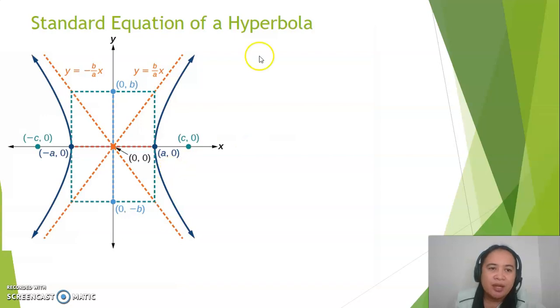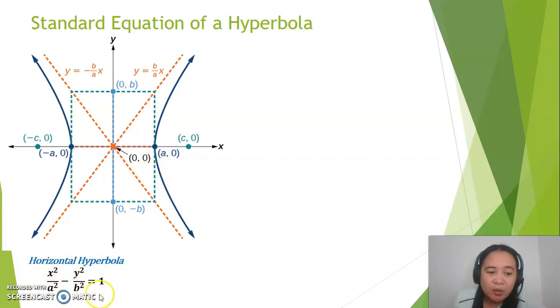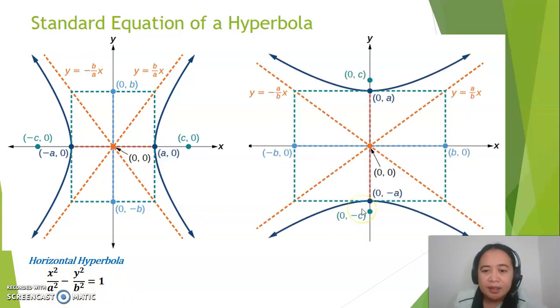Now let's have this one. Standard equation of a hyperbola with center at the point of origin. Now there are two kinds of hyperbola. It could be horizontal, in which the standard equation is this one. The other one is a vertical hyperbola, in which the standard equation is this. Now, what is the indicator whether a hyperbola is horizontal or vertical? Take note, if x squared is subtracted, therefore it's horizontal. If y squared is subtracted, then it is vertical.